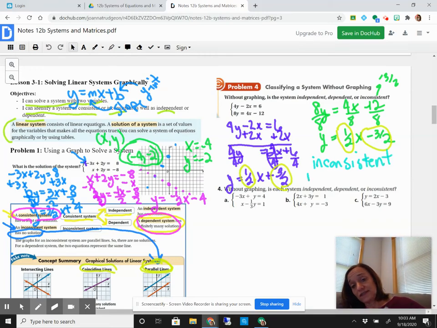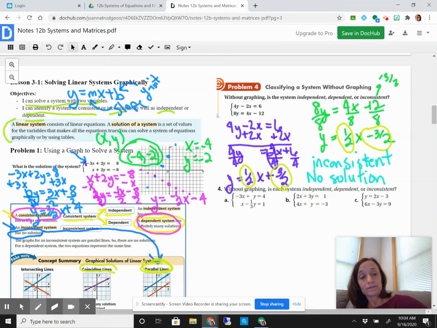You might say, if it asks what the solution is, it would be no solution because parallel lines never intersect. And I think you could say something like parallel lines if it asks about that. This question is just asking which of these things it is. And so it is inconsistent, and that is that.